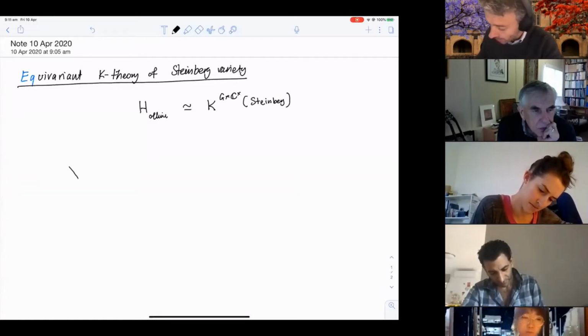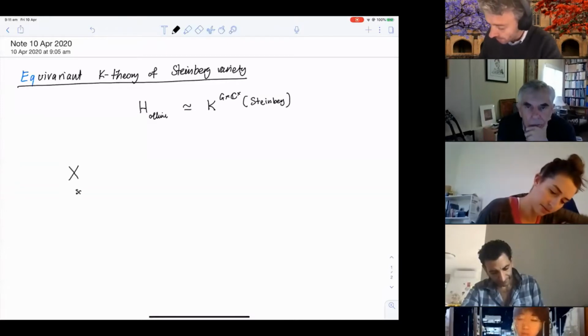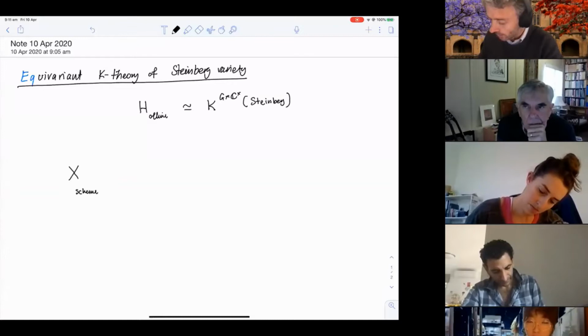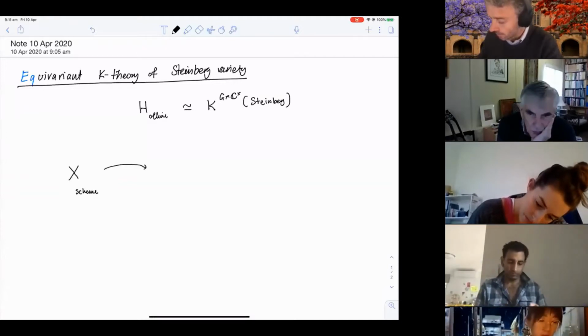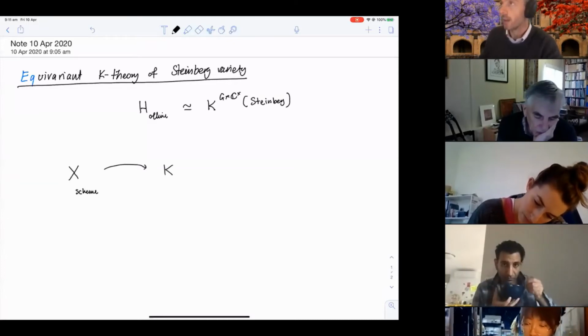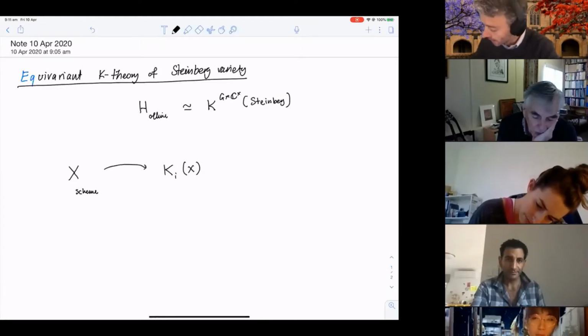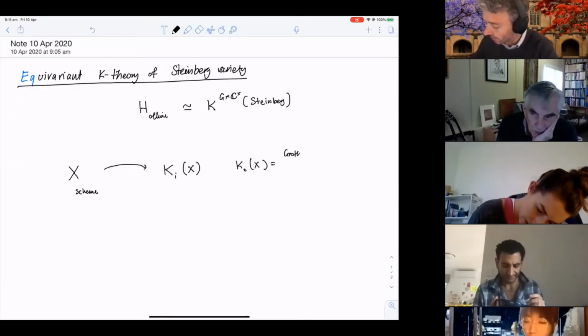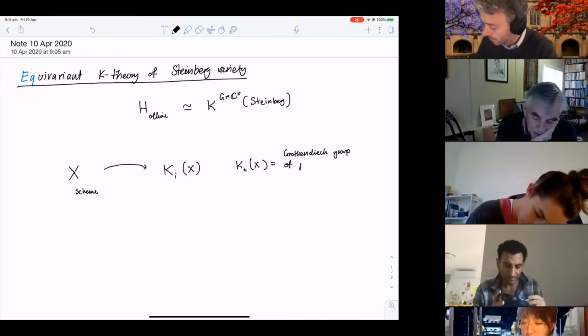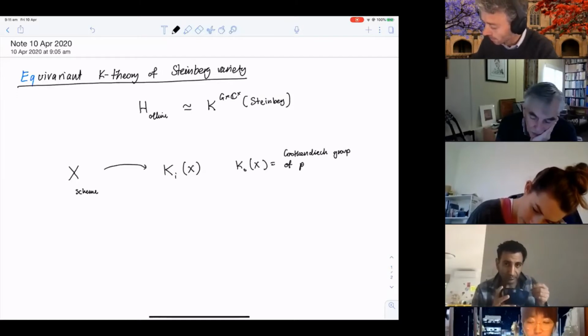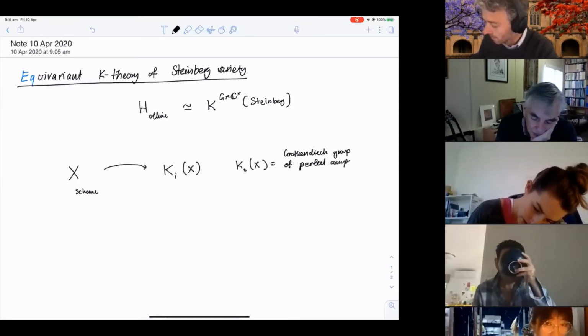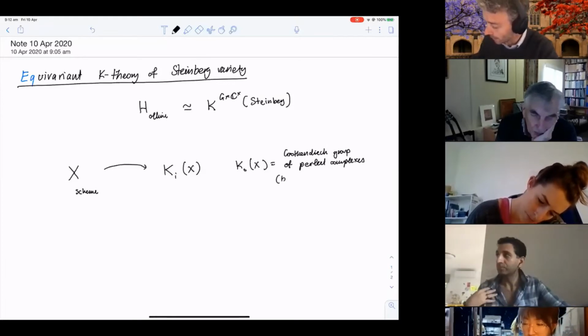So we've discussed this to some extent before. If X is a scheme, we can associate to it the K theory, so K_i of X. These are the K groups of our scheme, and K_0 of X is the Grothendieck group of perfect complexes, that is, bounded complexes of vector bundles.